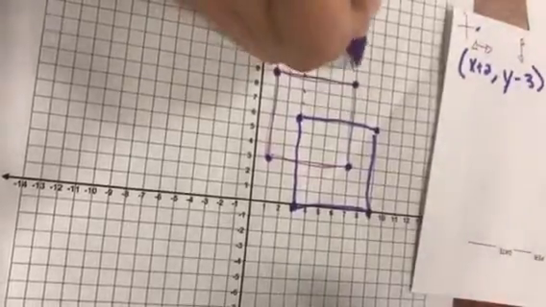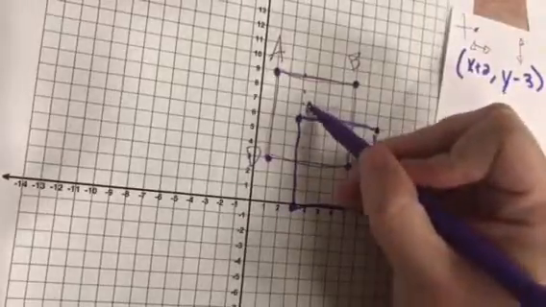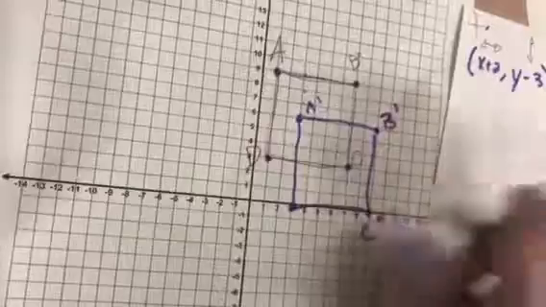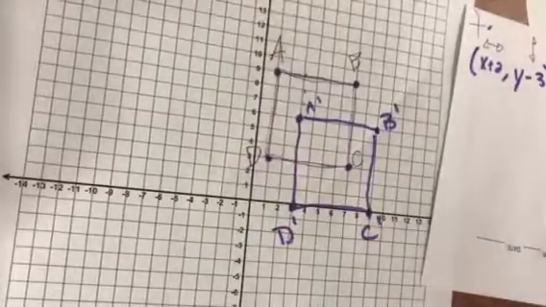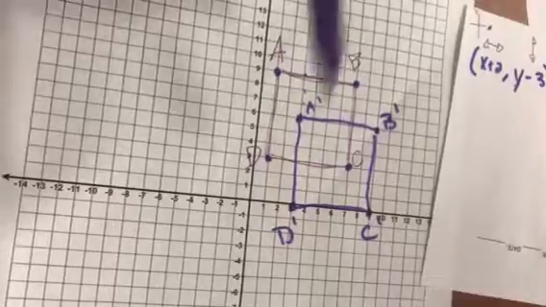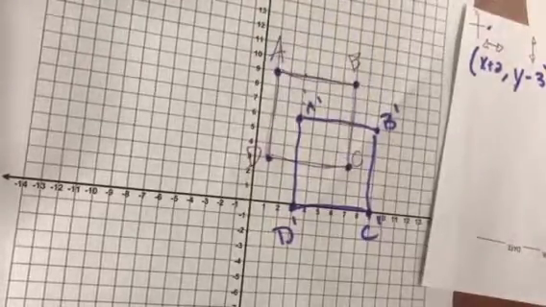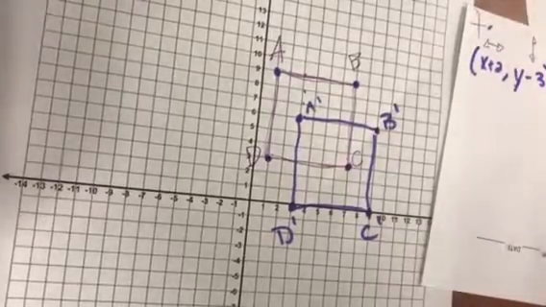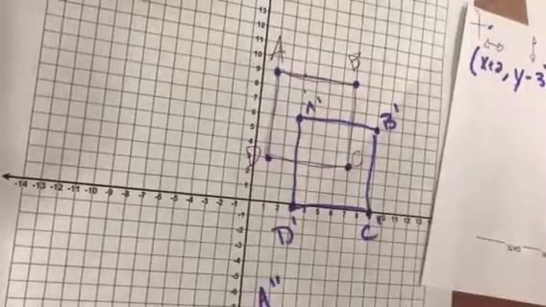If this was A, B, C, and D, its new names are going to be A prime, B prime, C prime, and D prime. Those little apostrophes are called prime. They're little tick marks. Now, what if I wanted to translate this figure again? It would have two tick marks, so it would be double prime, just so you can see that.